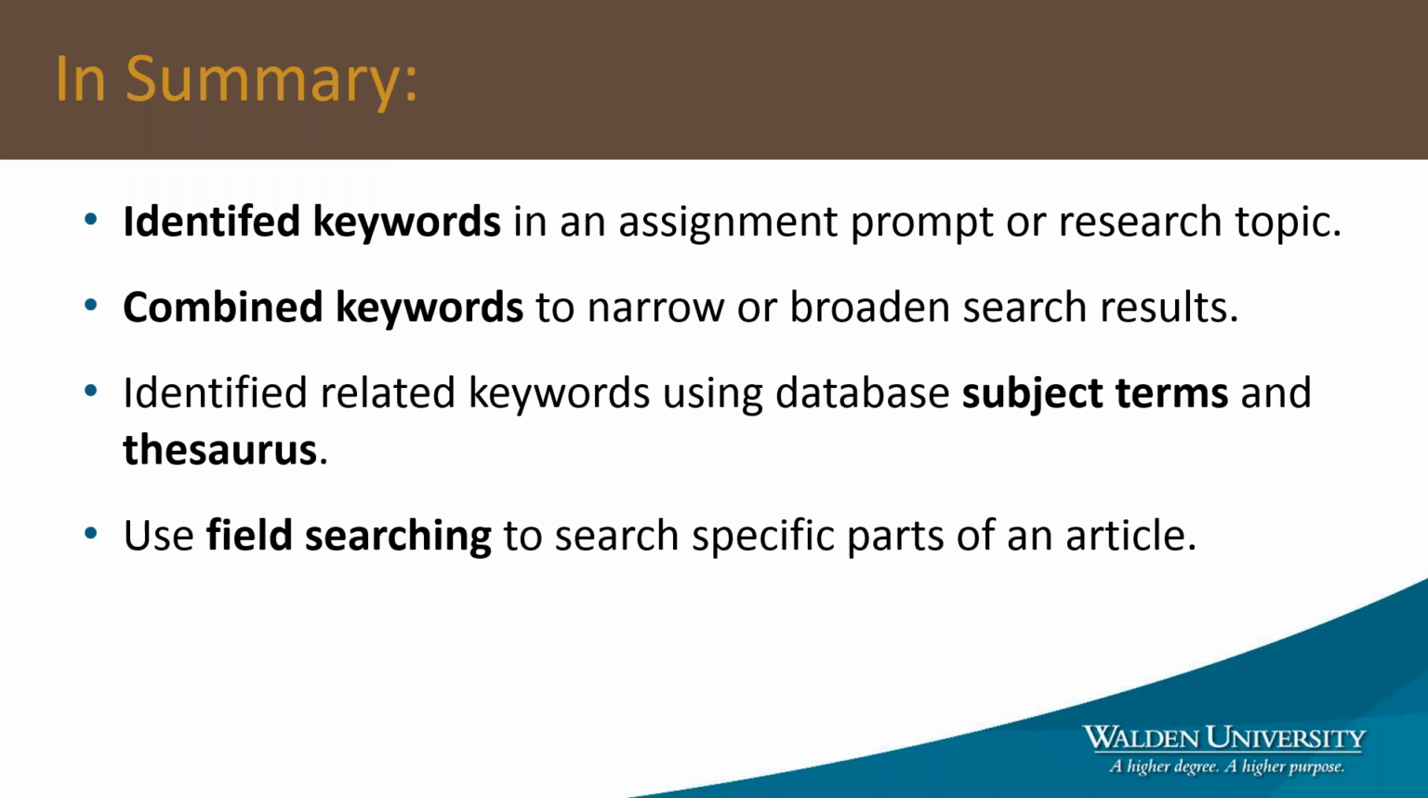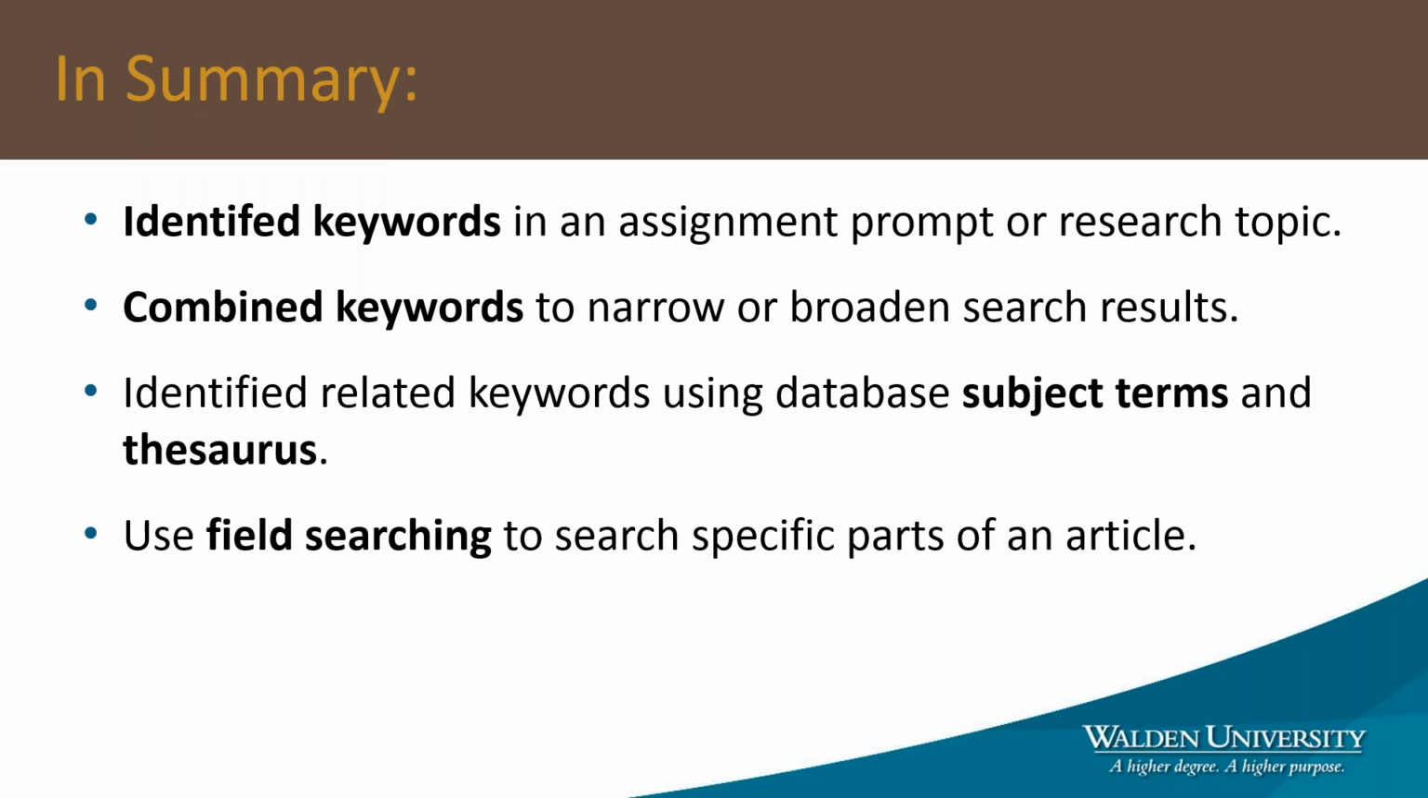We're almost out of time, but I just wanted to tell you in summary, we identified keywords in the assignment prompt. We combined keywords to narrow and broaden search results, with more keywords to narrow down and fewer keywords to broaden their search results. And then we identified related keywords using those subject terms, and the thesaurus can help you identify related terms as well, or a broader term if you're not getting enough results. And then we used field searching to search a specific part of an article to only find that word in that context, which can be really, really helpful.